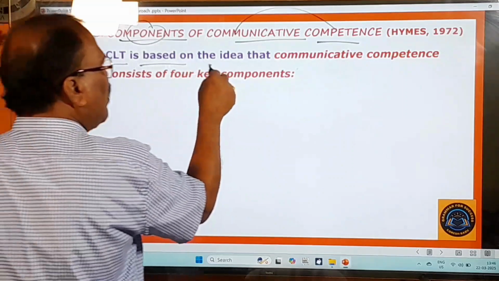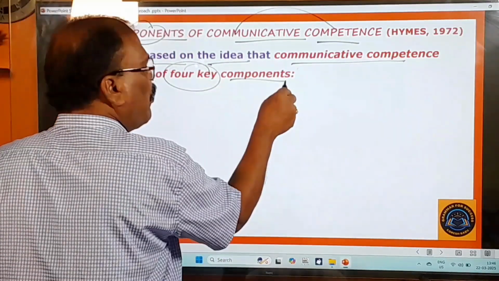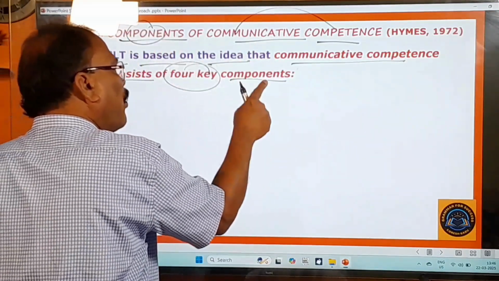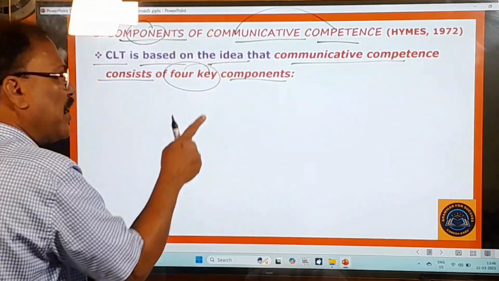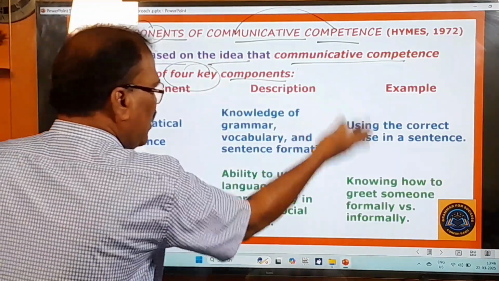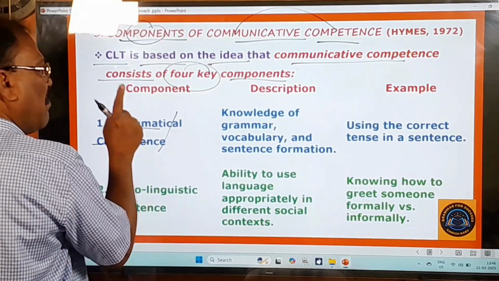CLT is based on the idea that communicative competence consists of four key components. What are those four key components? Let us see that here. These are the components, and this is the description and example. So the first component is grammatical competence.